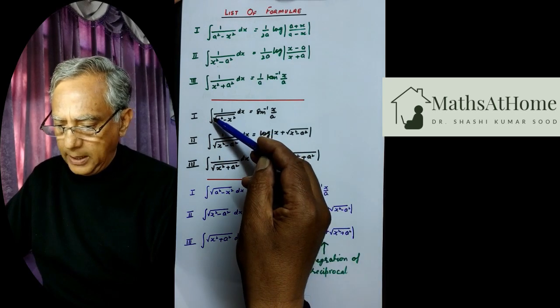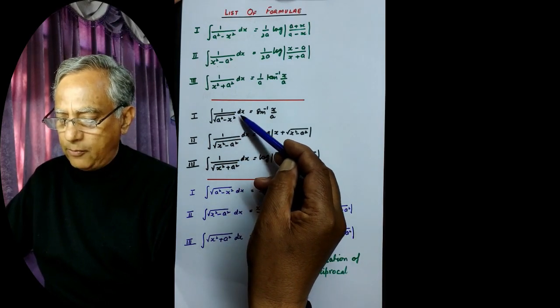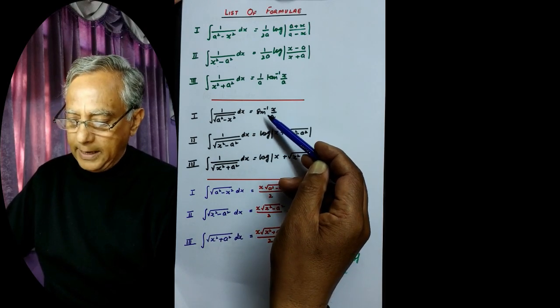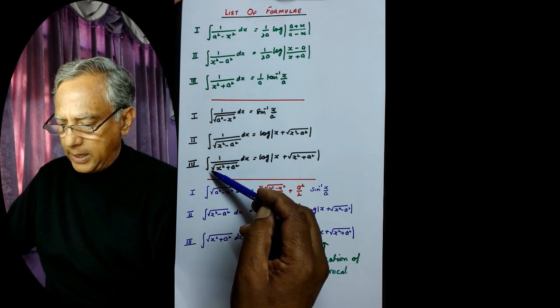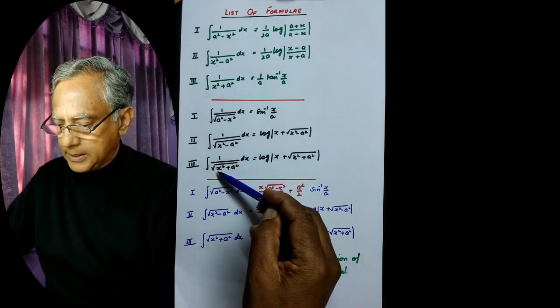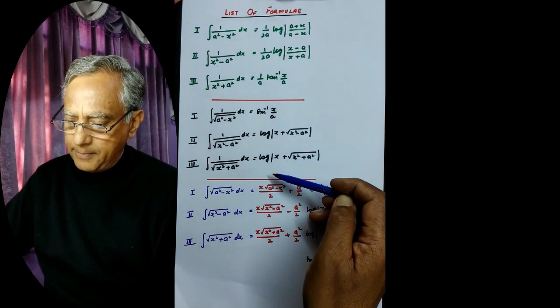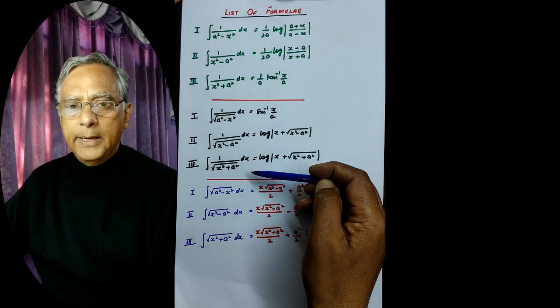So for integral 1 over under root a square minus x square, we have sine inverse x by a. And for 1 over under root x square minus a square and 1 over under root x square plus a square, we have log of x plus this, log of x plus this. So you must memorize these sets of formulae.